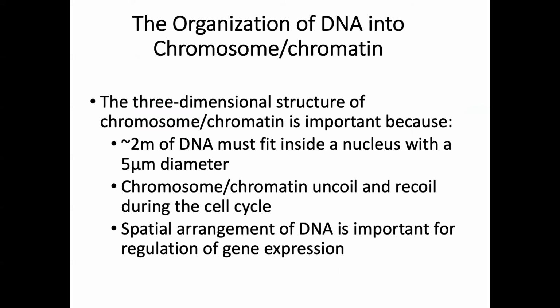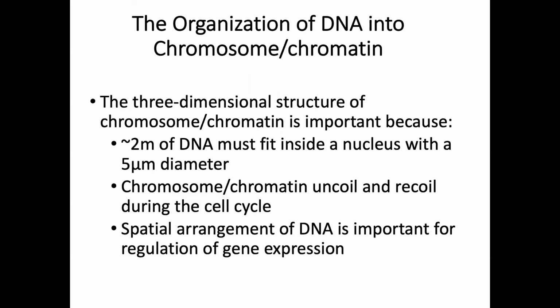What I have talked about so far is all at the DNA level. The organization of DNA into chromatin is important, as each of our cells has about 2 meters of DNA, and it needs to fit inside a tiny nucleus with a 5 micrometer diameter. So during the cell cycle, chromatin and chromosomes need to be uncoiled and recoiled.